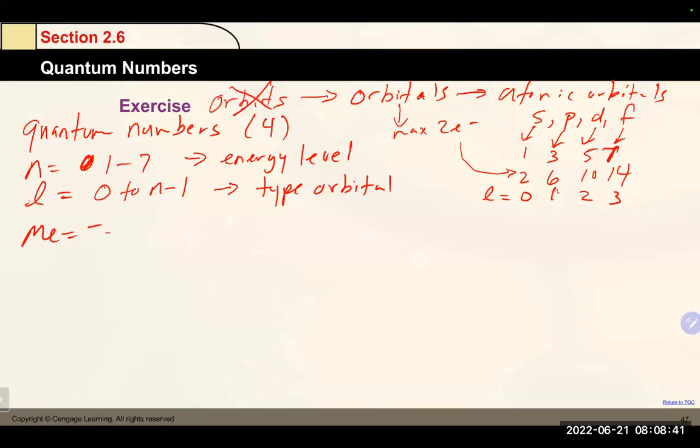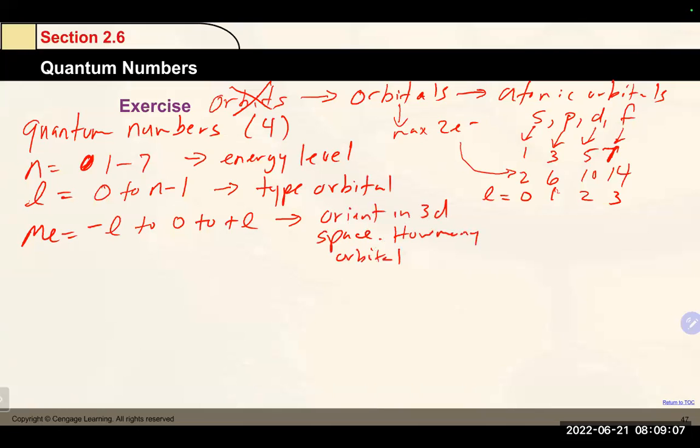m sub l is the magnetic quantum number. It goes from minus l to 0 to plus l, and these are all just whole numbers going from the negative value of l to the positive value of l. It tells you the orientation in 3-dimensional space of those orbitals, and also how many orbitals there are. For example, if we had an l value of 1, the possible values of m sub l are minus 1, 0, and 1, which are the 3 p orbitals: the px, the py, and the pz orbital.